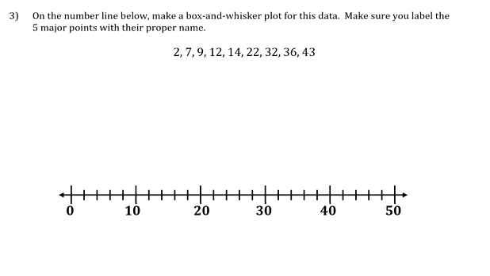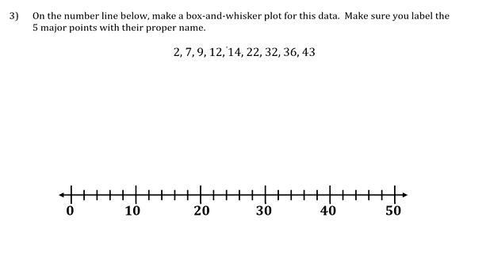On the number line below, make a box and whisker plot for this data. Make sure you label the 5 major points with their proper names. So if I take a look at this, the data set is in ascending order from least to greatest, and I can count and I see that there's exactly 9 values.